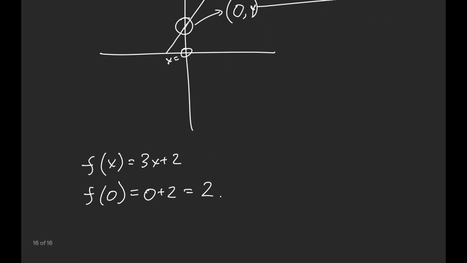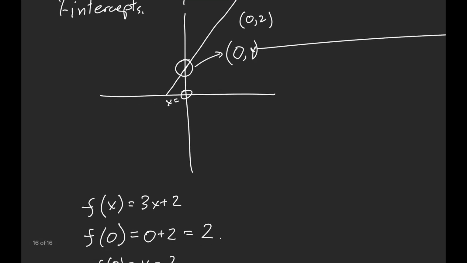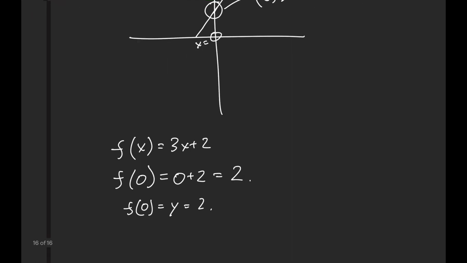And boom, there you have your f of x, or in this case, f of 0 is equal to y is equal to 2. And now you've solved for your set of points, (0, 2). When x is 0, y is 2.